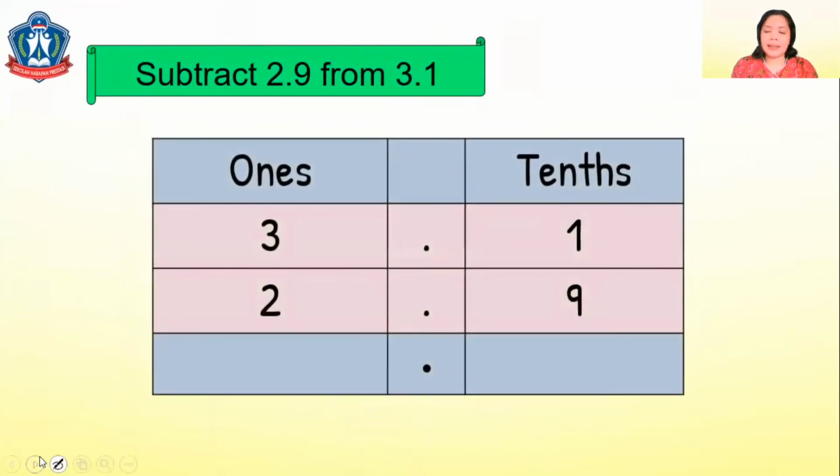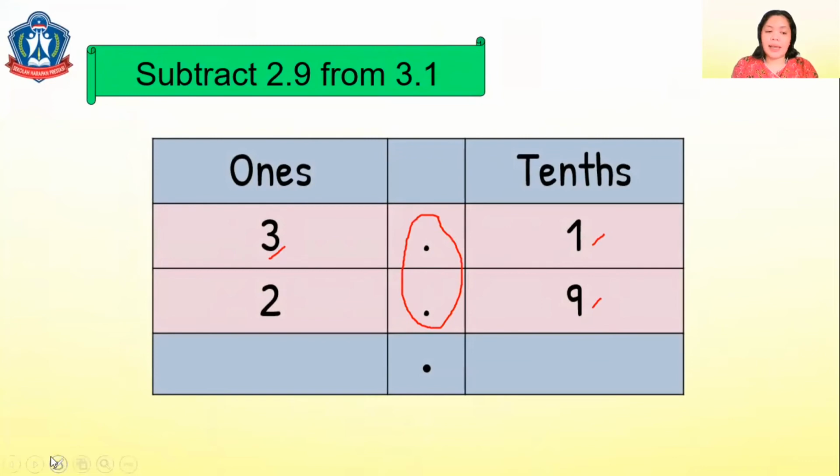So we can use it like this. Again, just like addition, we need to align the decimal point in a vertical position. First, let's subtract the tenths. So can we subtract 9 from 1 tenth? No, so we need 1 here. We take out 1 here and we add it to our tenths. That is equal to 10 tenths.